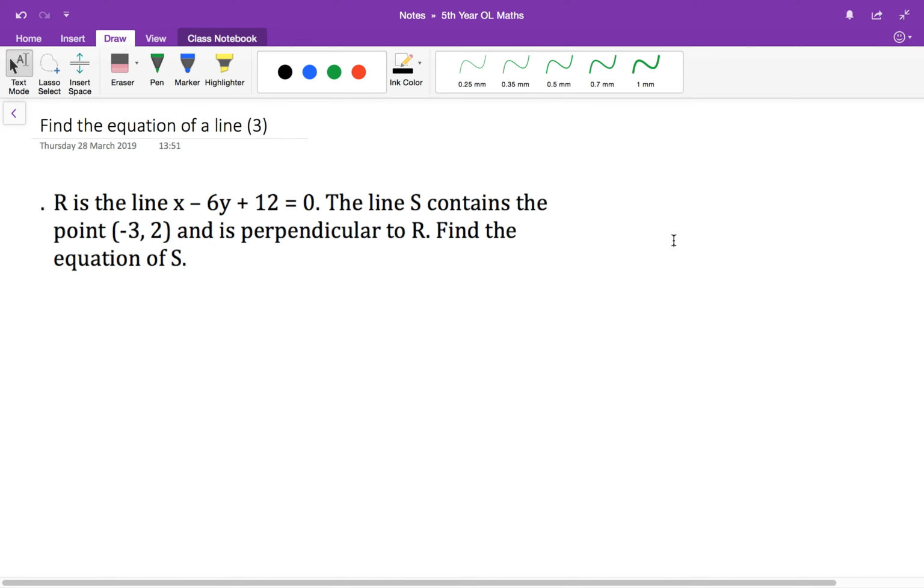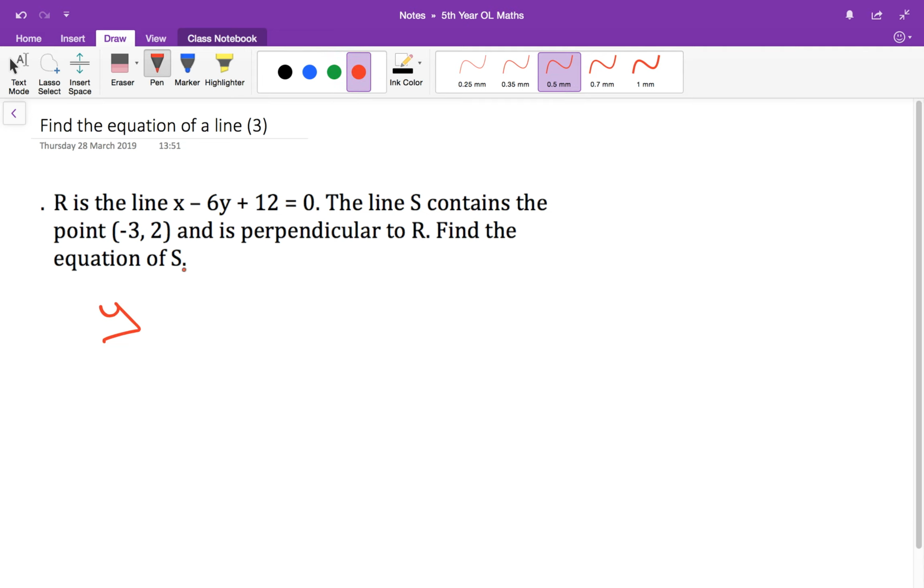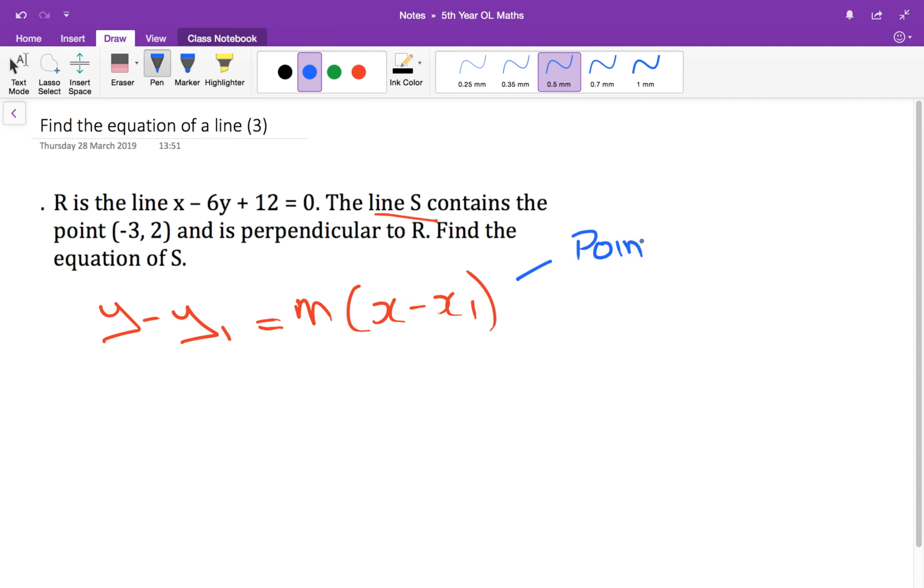So this is probably the most difficult version of these equation of a line questions. Like in the previous ones, you're trying to find the equation of S, and S is a line, so you're going to use y minus y1 equals m times x minus x1 from the formula in the tables book. To fill this out, you need a point and you need a slope.